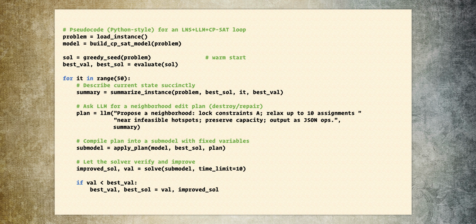So the best AI systems today use this division of labor. The LLM handles reasoning, communication, and setup. The mathematical solver handles the heavy lifting, the actual optimization. And that combination is what is driving the next generation of intelligent scheduling, logistics, and resource allocation systems.